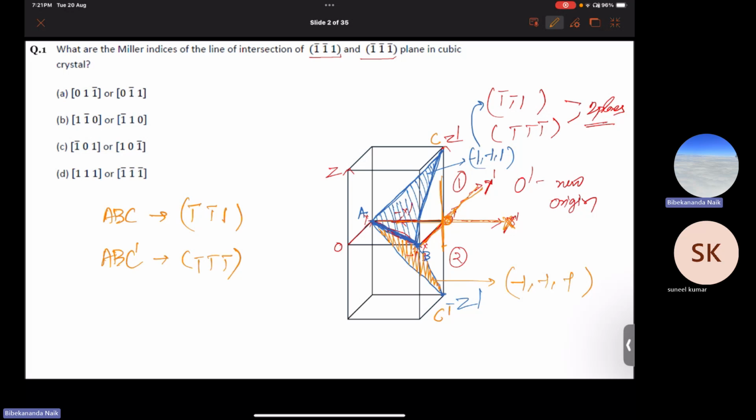at +1. And similarly, if you consider the same origin O prime, then the plane shaded in orange color will have the Miller indices -1, -1, -1, because if the origin is here, then this point is -1 along y, this is -1 along x, and this is -1 along z. So these are the two planes, and here we need to find the Miller indices of the line of intersection. So if you see, this is the line.